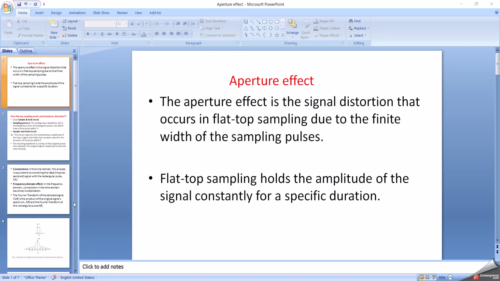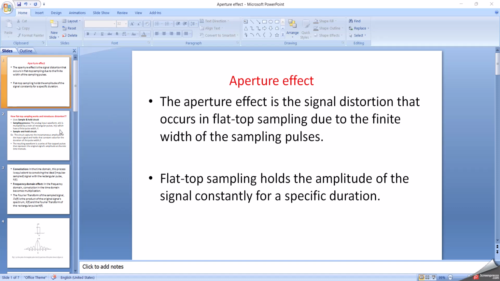And just remember a few things here. Our flat top sampled output, how we are getting it, is the product of the message signal along with a rectangular pulse train. And here the pulse width is nothing but tau. Please remember these things. This will be helpful in coming slides.